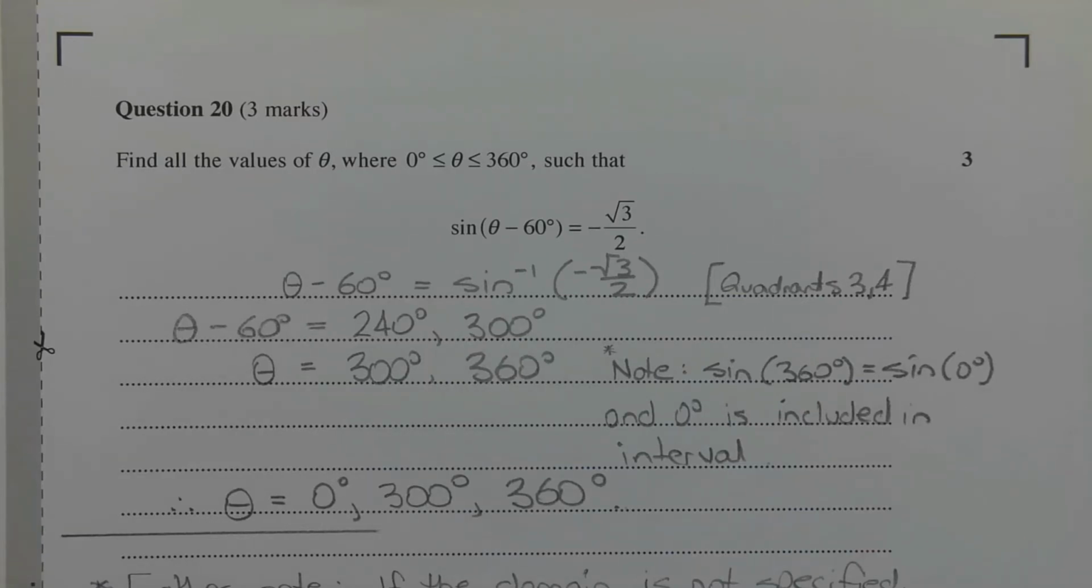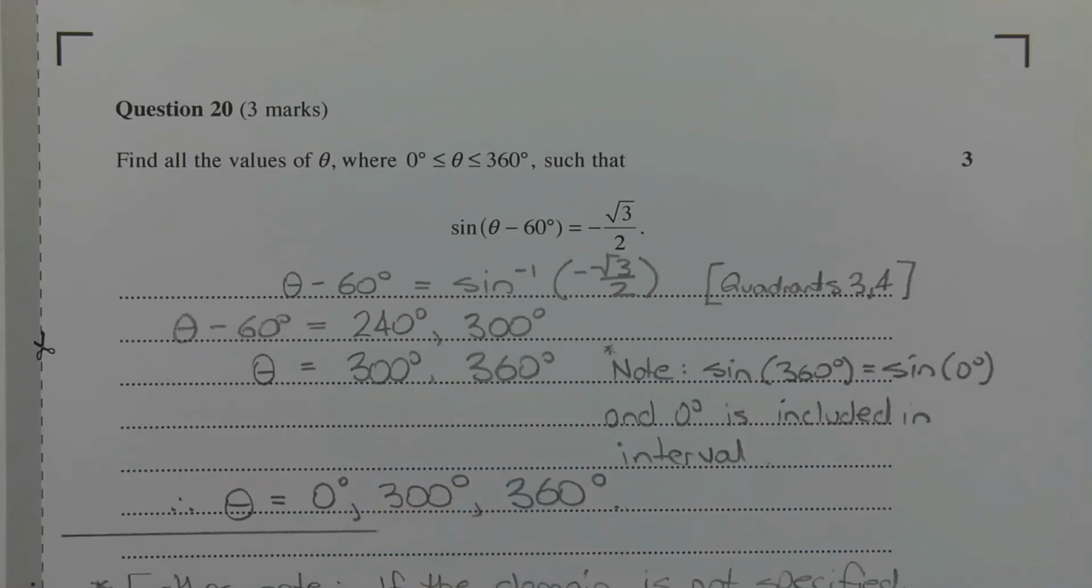Then we need to move that angle from quadrant 1 to its equivalent angle in quadrants 3 or 4. So if it's in quadrant 3, we take 180 degrees, add it to 60 degrees, and we get 240 degrees. And if it's in quadrant 4, we start off with 360 degrees and then take away 60 degrees. And that's how we end up with these two angles, 240 degrees and 300 degrees. Now, adding 60 degrees to both of these angles to make theta the subject, we get theta is equal to 300 degrees or 360 degrees.